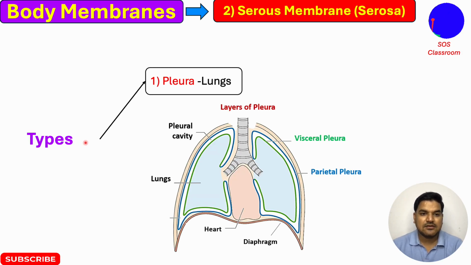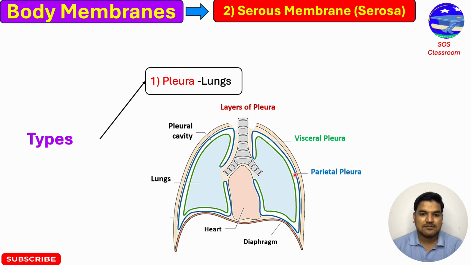Number one, present in the lungs. In the lungs, the serous membrane is called the pleura. So you can see, this is the visceral membrane, the membrane directly covering the organ. This is the visceral membrane, visceral pleura, visceral layer.